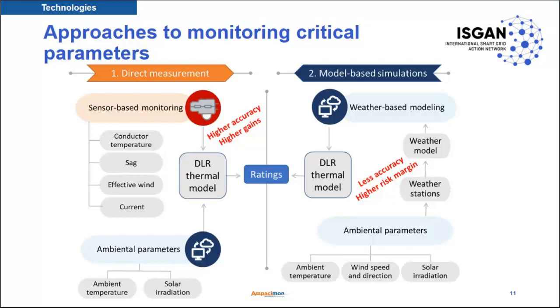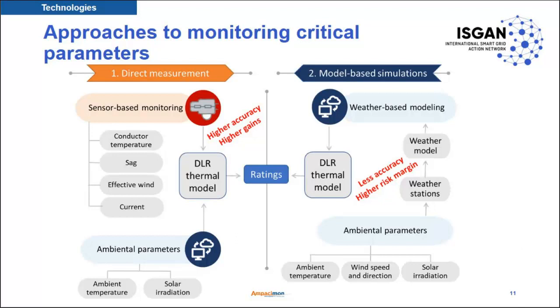That's the theoretical approach. In fact, there are two basic ways to do that. The one we favor at Ampacity is based on sensors. You will have a sensor mounted on the line, with measurements of effective wind, sag, and current. Conductor temperature is derived from the sag with the state equation of the conductor. And in addition to these field measured parameters, you need ambient temperature and solar radiation.